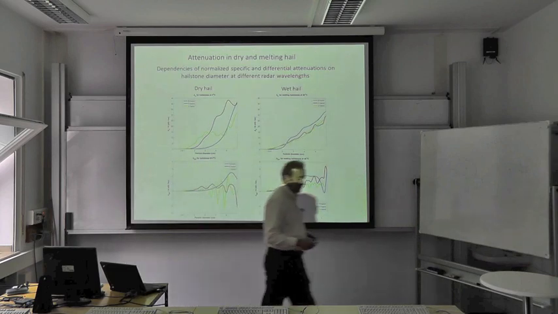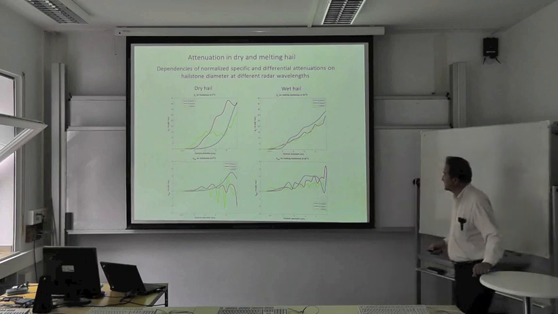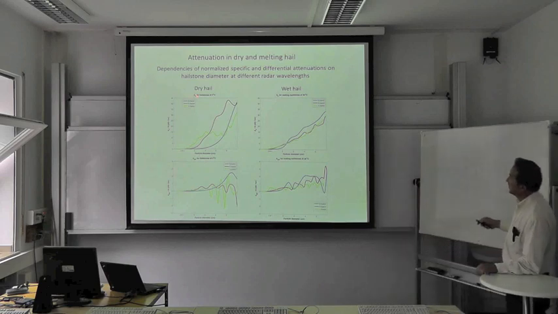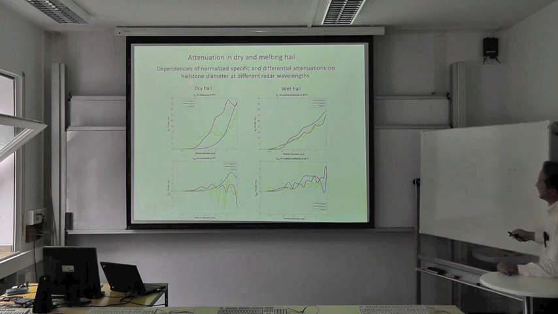These are also very complicated dependencies, showing how specific and differential attenuation depend on hailstone diameter, different wavelength, for dry hail, for wet hail. Again, I'm simply showing you this to make two points. First of all, they increase dramatically, especially the specific attenuation. The hail produces tremendous attenuation at all wavelengths, okay, including in S band.